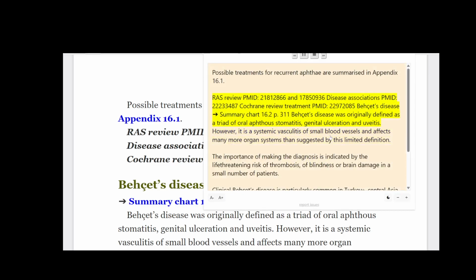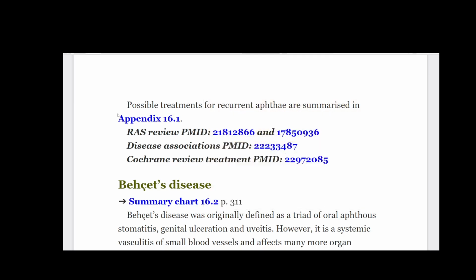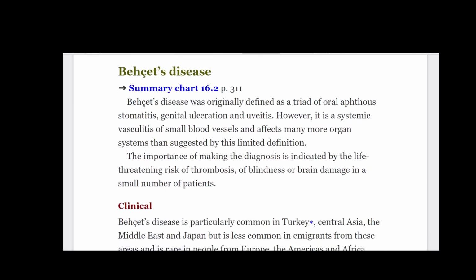17850936. Disease association. However, it is a systemic vasculitis of small blood vessels and affects many more organ systems than suggested by this limited definition. The importance of making the diagnosis is indicated by the life-threatening risk of thrombosis, of blindness or brain damage in a small number of patients.